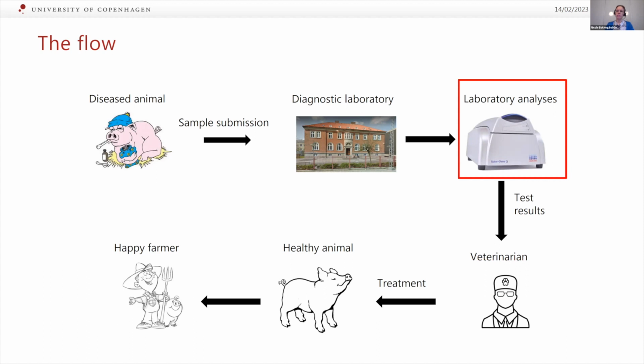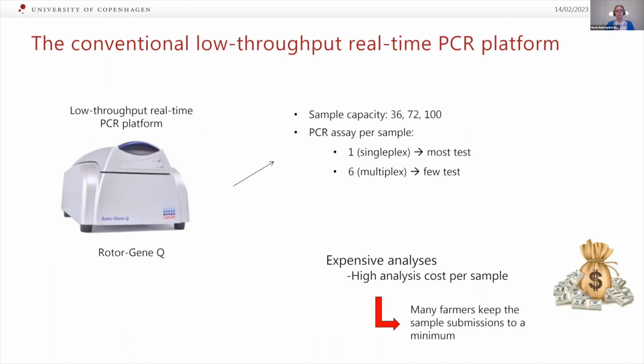One of the technologies used for this pathogen detection was PCR technology. At the institute, they used a so-called low-throughput real-time PCR platform that has a sample capacity of either 36, 72, or 100 samples, and the samples could either be analyzed in one PCR assay or up to 6 different PCR assays in the same run, depending on whether the assays were running as singleplex or multiplex. At that time, most of the assays were running as singleplex.